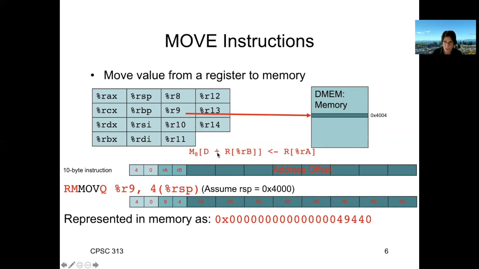And the thing we're going to place there is the value that we get out of the register file for the register RA. So once again, we'll use the same example. We're going to take the value that's in R9 and we're going to place it in memory at the location represented by 4 plus the stack pointer. Once again, we'll assume the stack pointer is 4000. So now what we're doing is we're taking the value that's in R9 and we're moving it into memory. And I'll leave it to you to now map the encoding back to this address laid out in memory.